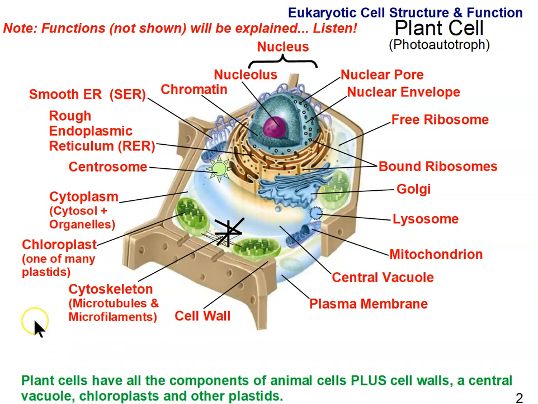So finally, what's the difference between plant cells and animal cells? Well, again, plant cells are more complex. They have more structures than animal cells, and that's why we're looking at them first. They have all the components that animal cells have, plus cell walls, a central vacuole, chloroplasts, and other plastids. So that's it for identifying the structure and function of a eukaryotic cell.